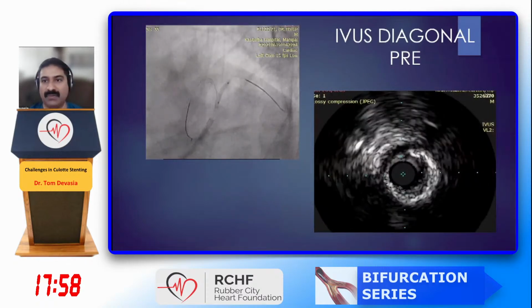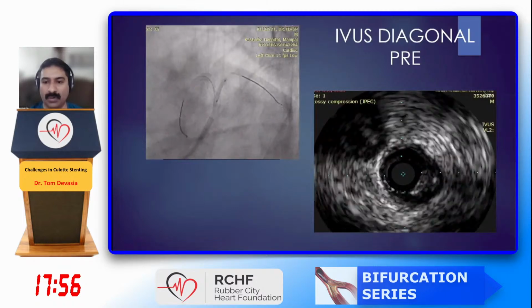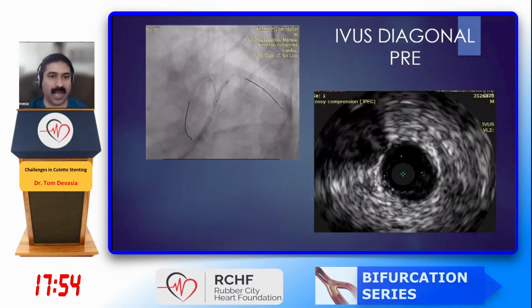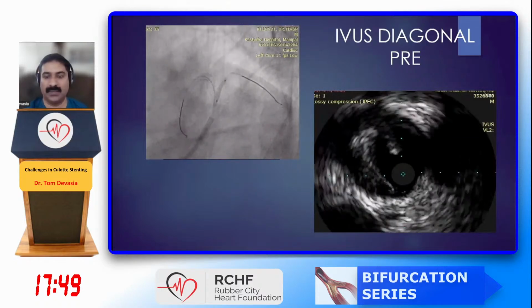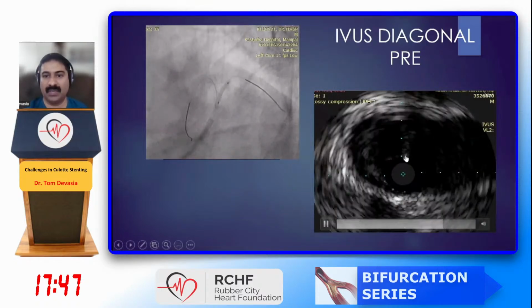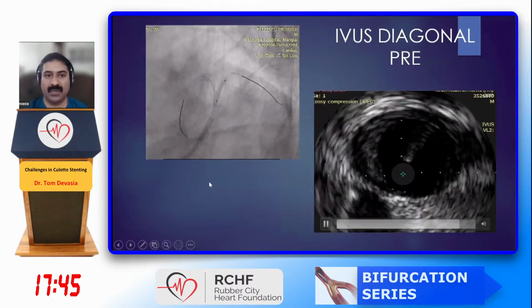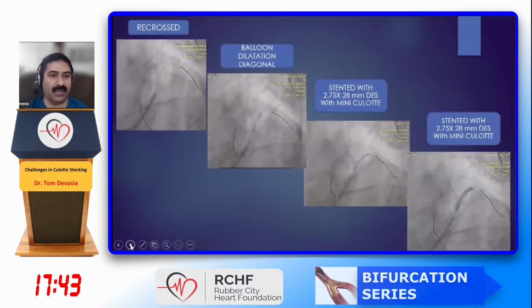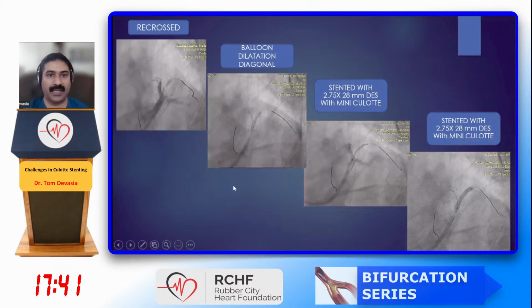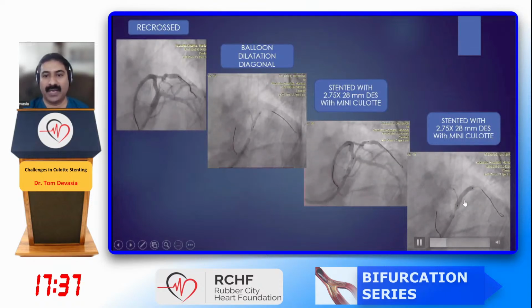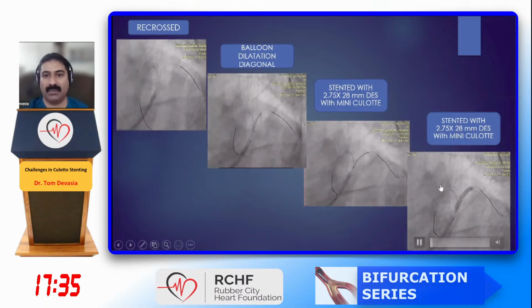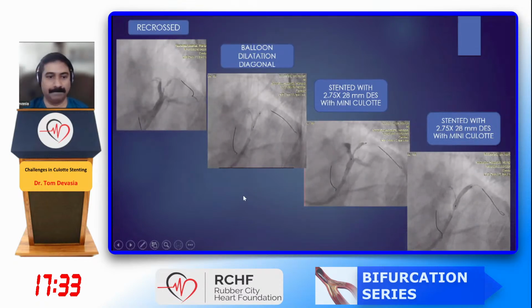This is the IVUS of the diagonal. More fibrocalcific plaque burden on the diagonal than on the LAD. And this is the pre-stenting, pre-LAD stenting IVUS. And then we crossed, dilated, and then stented the LAD to diagonal as well with a 28 mm drug eluting stent.